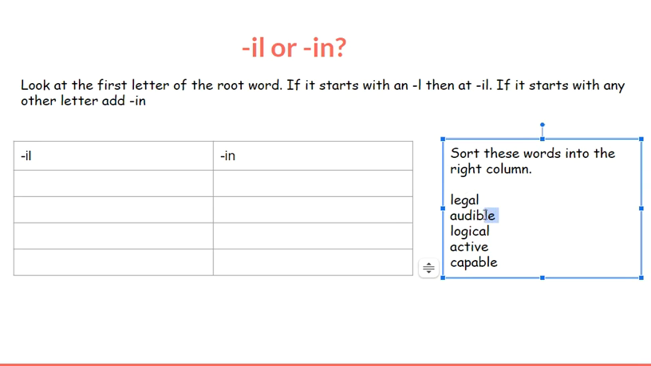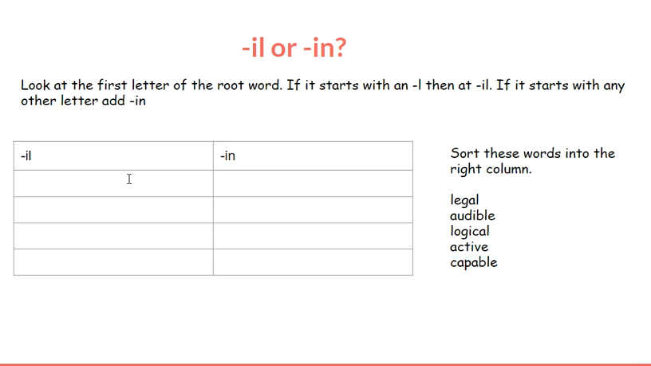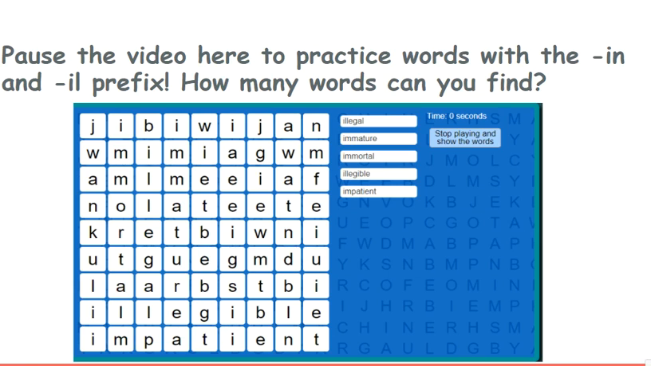Then we've got this word, audible. If something's audible, it means you can hear it. So if you couldn't, would it be inaudible or illaudible? Logical, active, and capable. Have a go at thinking whether they would be il or in. And then we've got a fun little activity here.